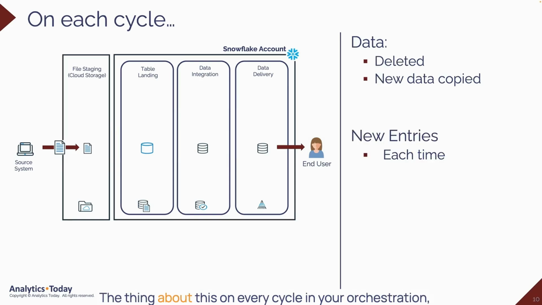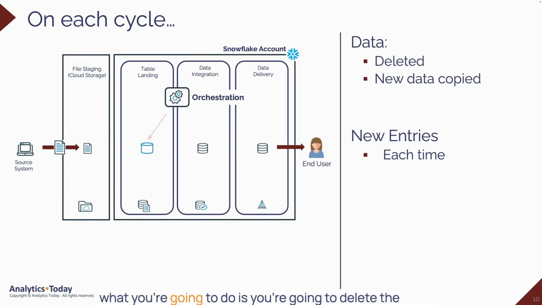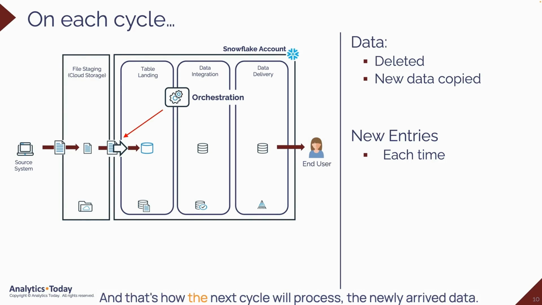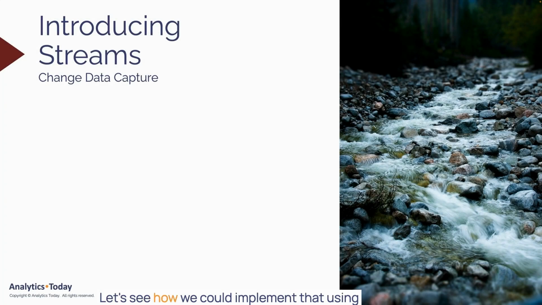The thing about this, on every cycle in your orchestration, what you're going to do is delete the existing entries and then trigger the load of the new entries. And that's how the next cycle will process the newly arrived data. Let's see how we could implement that using streams and how streams implements change data capture to identify new or changed records.